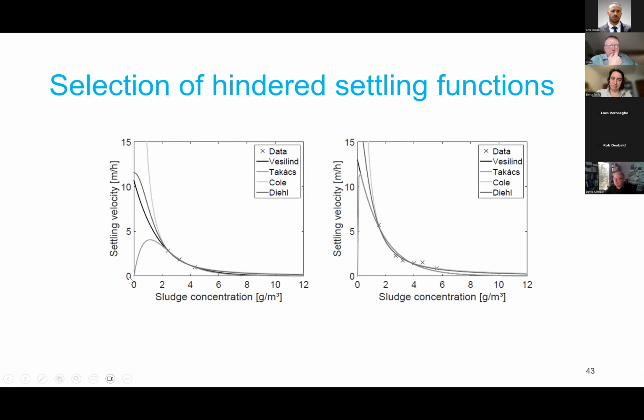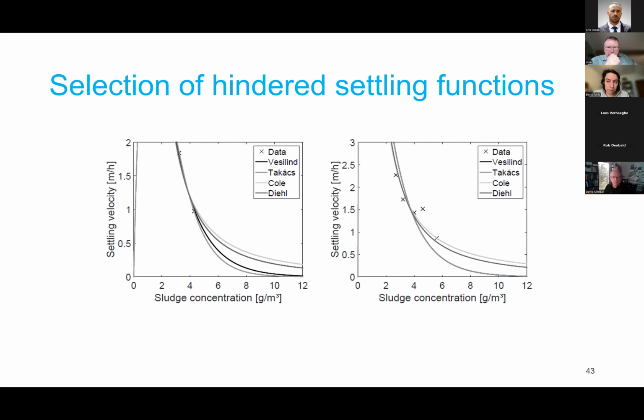Indeed, you have a lot of diversity here in the discrete region or in the low concentration region on which the double exponential function tries to bring an answer. But all of these hindered settling functions actually provide relatively the same fits to our experimental data.